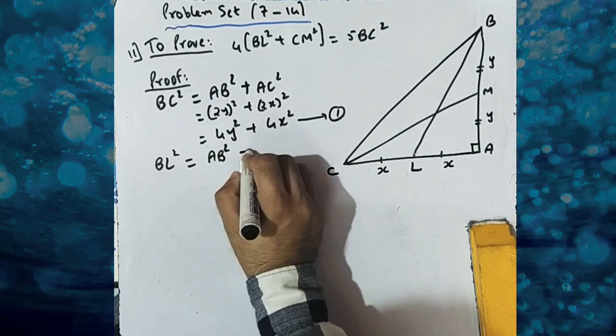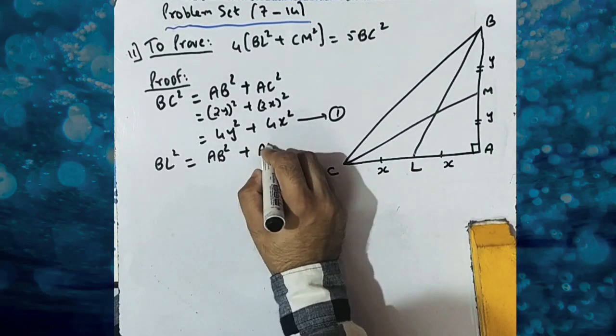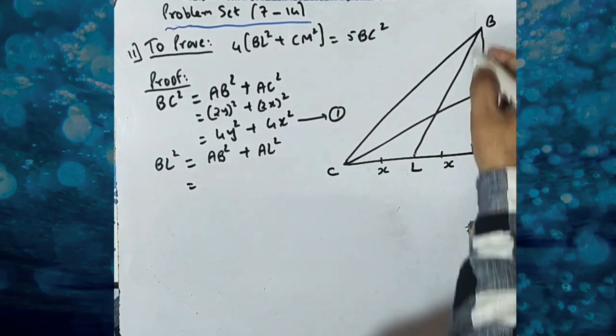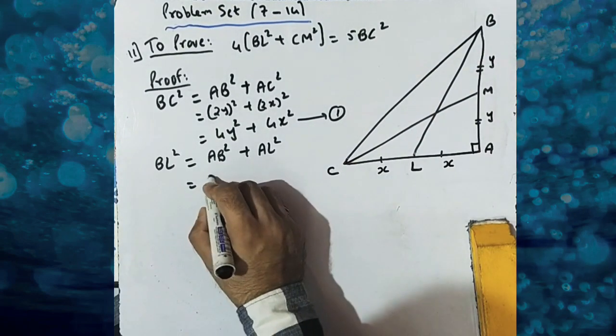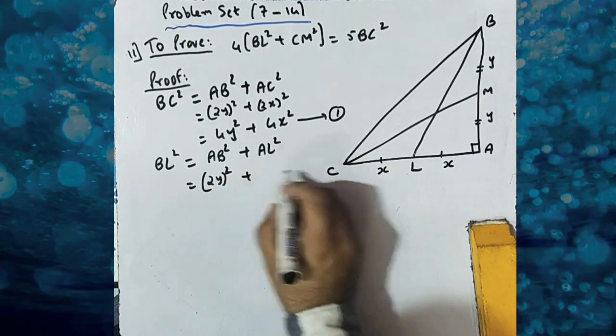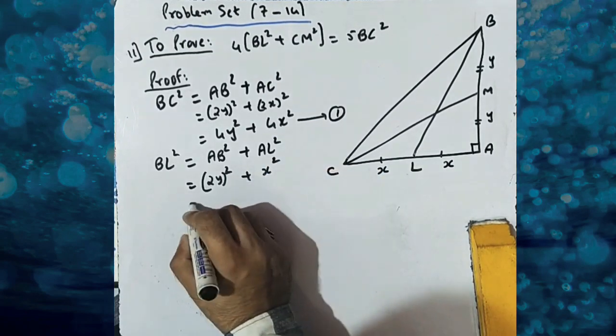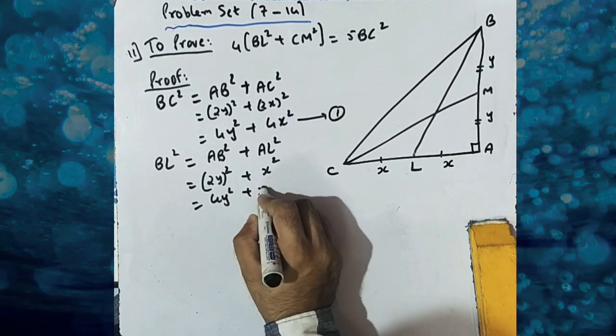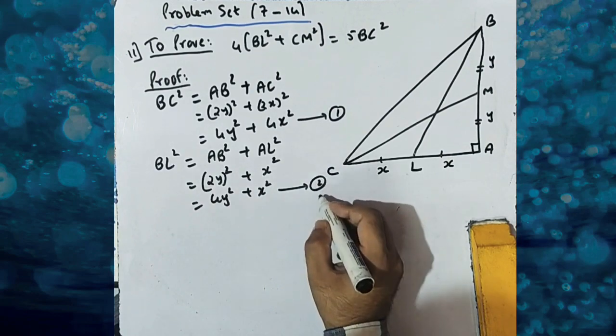Now in right angle triangle BAL, also by Pythagoras theorem, BL square is equal to AB square plus AL square. Substitute. In the place of AB will come 2y the whole square. In the place of AL will come x. 4y square plus x square, statement number 2.